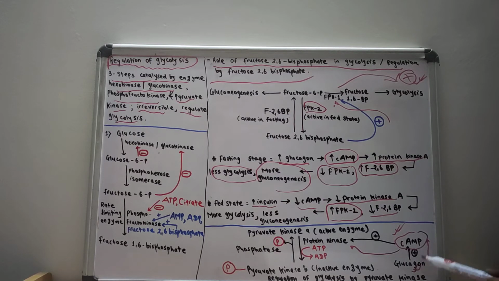But you have to know that the hormone glucagon inhibits hepatic glycolysis by this mechanism, by increasing the amount of cyclic AMP. So this you should know very well.